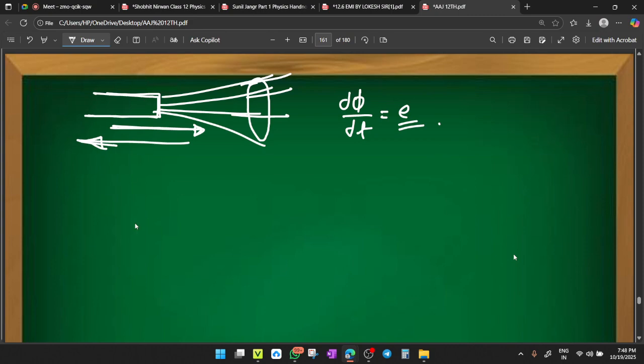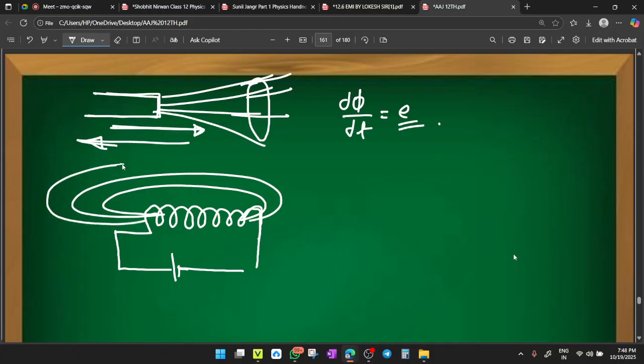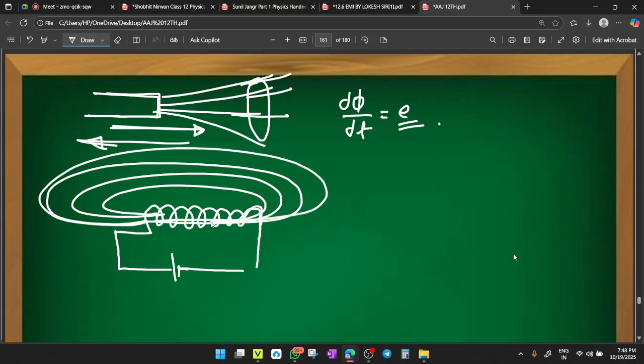Now what do you think if I have taken a current carrying solenoid? A current carrying solenoid is there, and if you provide a current through it, then definitely it will have some magnetic field, because a current carrying solenoid is behaving like a bar magnet. In the previous chapter, we have studied that a current carrying solenoid has its magnetic field, right?